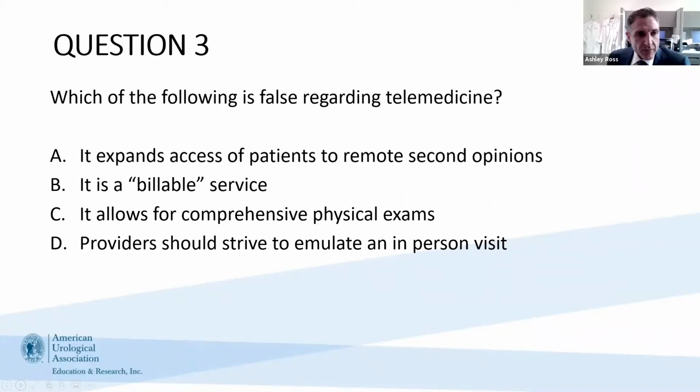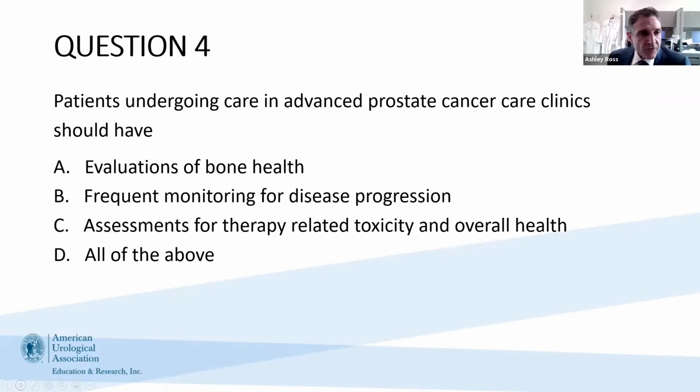And finally, question number 4, patients undergoing care in advanced prostate cancer clinics should have A, evaluations of bone health, B, frequent monitoring for disease progression, C, assessments for therapeutic-related toxicities and overall health, or D, all of the above. Everyone can take a moment to enter in their response. Okay, we're going to close this poll.